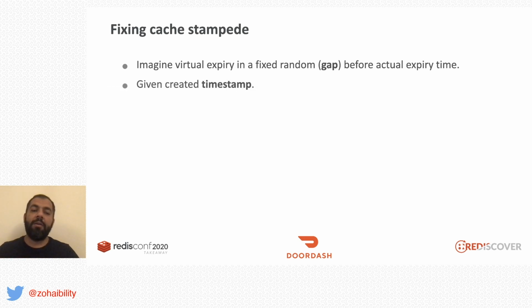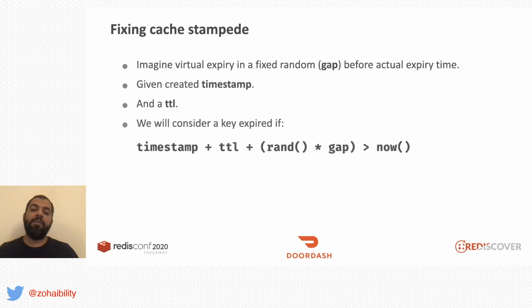So we have the given timestamp. We know where the entry was created and we know the TTL, so say it was created at 1 p.m. for 15 seconds. We have the TTL, we have the timestamp, and the gap, let's say in this case, is 2 seconds. We will consider a key expired if the timestamp plus TTL plus random into gap is greater than now. So the important part here is the random into gap. This is artificially adding some random number. It's just like a jitter.